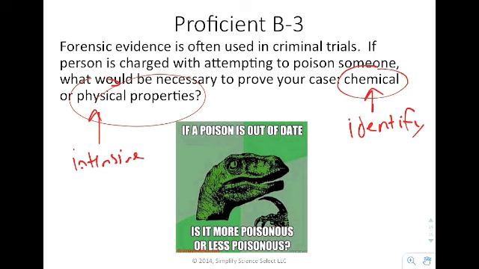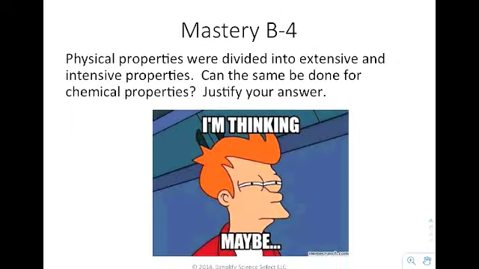The problem with using chemical properties is you destroy your evidence, because the whole process of a chemical property is you're reacting it with something to change it into something else. So generally speaking, you'd want to use physical properties. Finally, it says physical properties were divided into extensive and intensive properties.